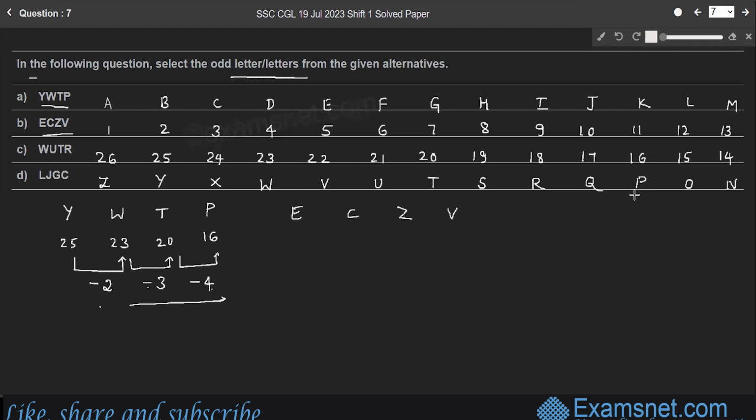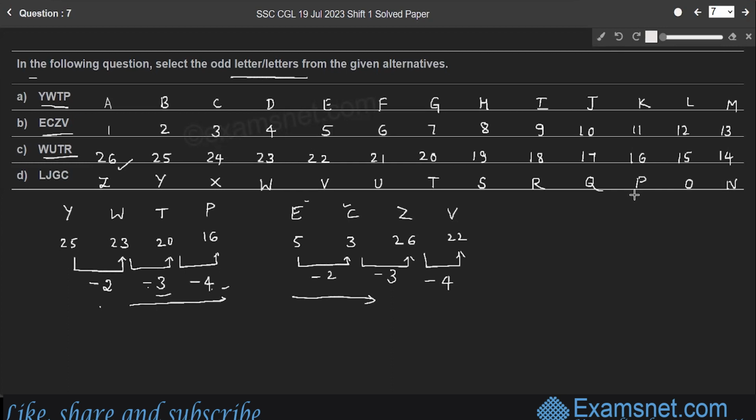ECZV, right? Consider their positional values. E is 5, C is 3, Z is 26, and V is 22. So consider the difference. 5 minus 2 is 3. C is 3, C minus 1 is B, minus 2 is A, minus 3 is Z, right? Therefore, C minus 3 gives Z, whereas Z minus 4 gives V. So it follows the same logic, right? First letter minus 2, second letter minus 3, third letter minus 4.